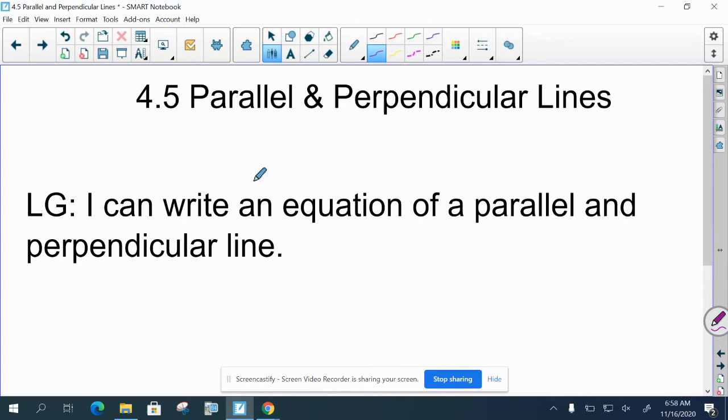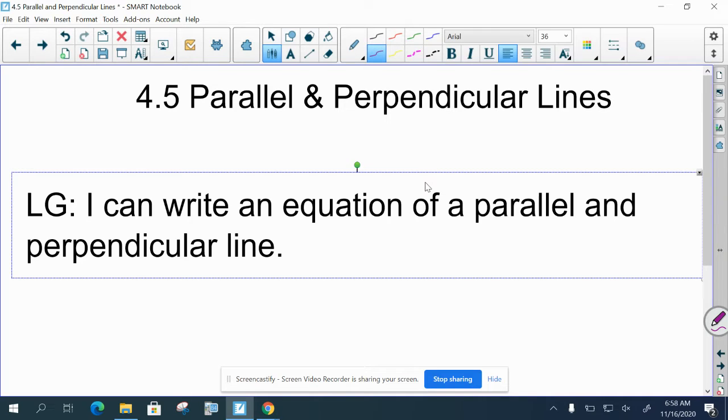For example, if you're given the slope of a line and a point, then you can find the equation by plugging it into y equals mx plus b, or you can use the point slope formula and plug it into there to write the equation of the line. So today's not much different. You only have to know the relationship between the slopes of parallel and perpendicular lines.